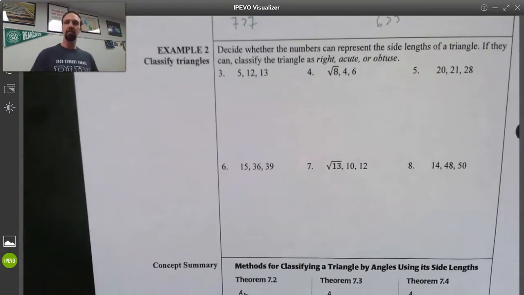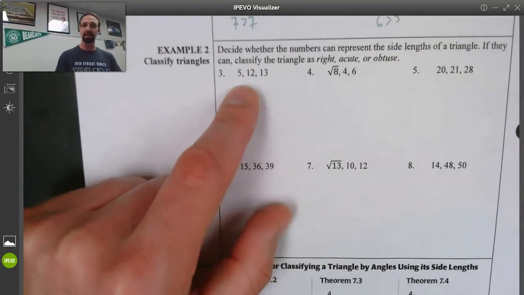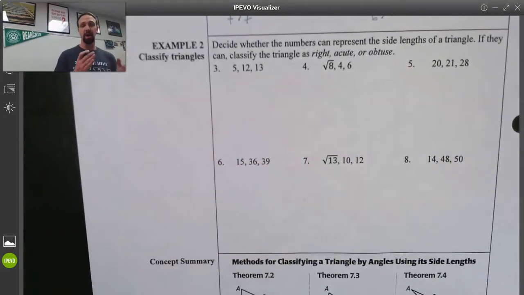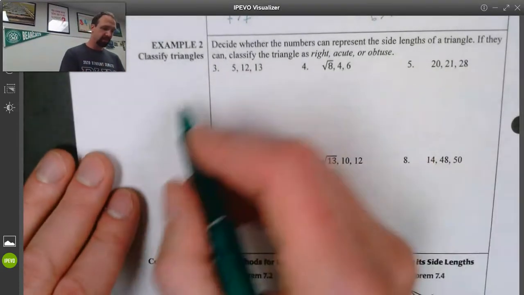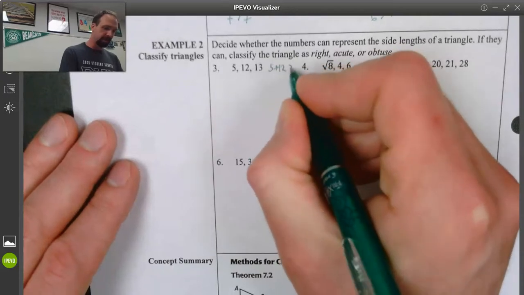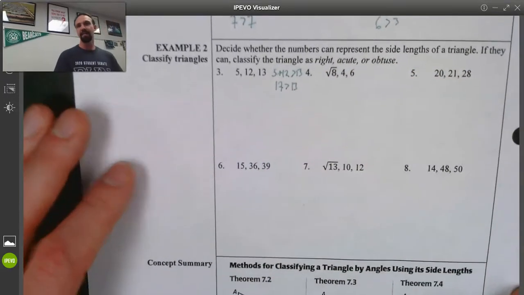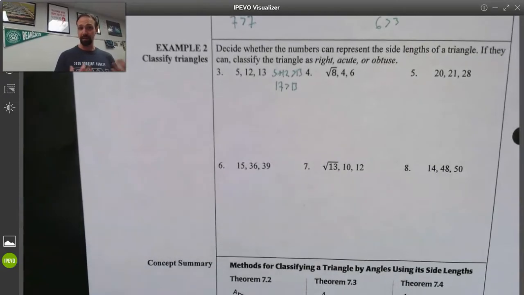So here, for example, number 2, what we're trying to do is see, first, is it a triangle? We're just checking that first. And then if it is, see if it's right, acute, or obtuse. So checking first, I need to add up the smallest two and see if it's greater than the one that's left. So 5 plus 12 needs to be greater than 13. Is 17 greater than 13? Yes, that means this is a triangle. We need to test it to see what type of triangle it is.